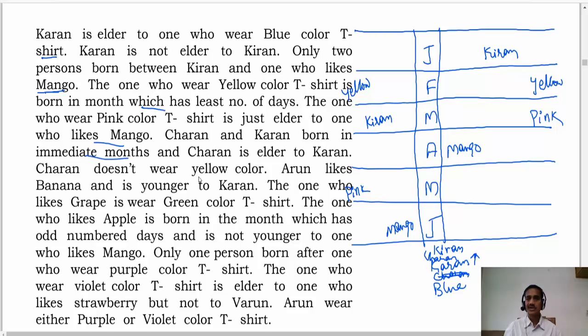Charan does not wear yellow. Charan does not wear yellow, hence Charan cannot be here. Charan yellow is ruled out. So since Charan is not here, Charan and Karan can be arranged in the other ways, and then blue is placed accordingly. Charan is elder to Karan. Charan does not wear yellow.